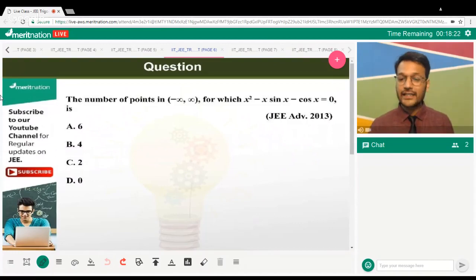Now, if at all I can graph this function, basically the question is asking for how many points of intersection that graph has with the x-axis, right? That's what the question, they will be the number of solutions. This is what the question is asking for.